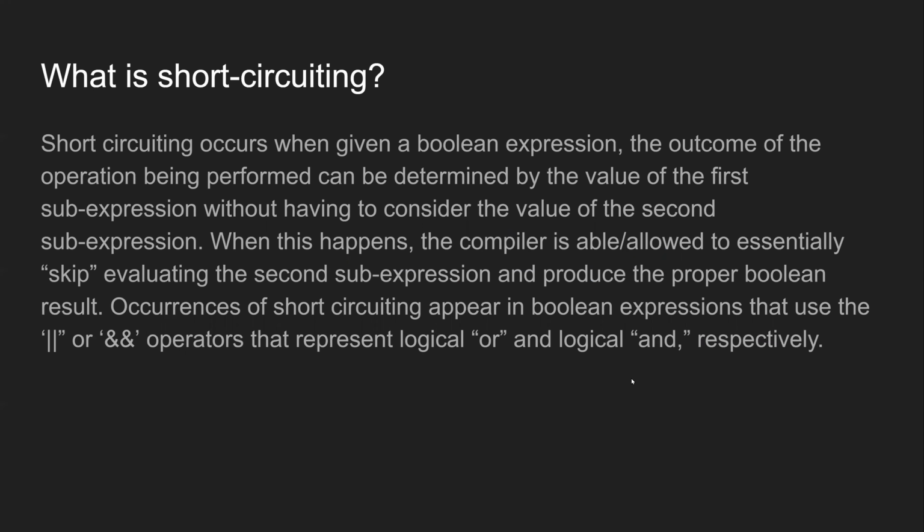So what is short-circuiting? Short-circuiting occurs when, given a Boolean expression, the outcome of the operation being performed can be determined by the value of the first sub-expression without even having to consider the value of the second sub-expression. When this happens, the compiler is allowed to essentially skip evaluating the second sub-expression and produce the proper Boolean result. Occurrences of short-circuiting appear in Boolean expressions that use the pipe or ampersand operators, which represent logical or and logical and respectively.